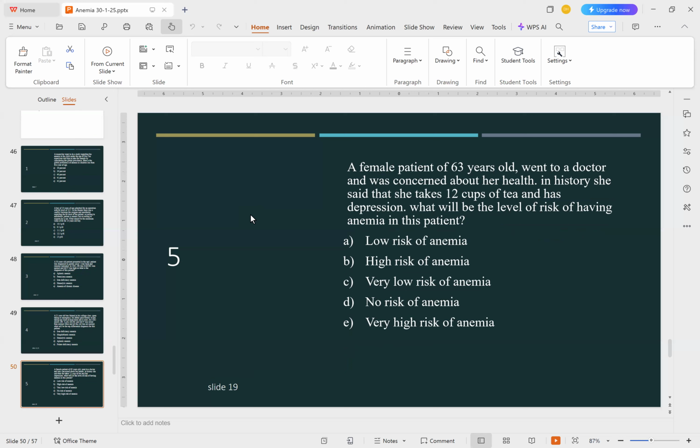A female patient of 60 went to a doctor and was concerned about her health. In history, she said that she takes 12 cups of tea and has depression. What will be the level of risk of having anemia in this patient? Risk of anemia, high risk of anemia, very low risk of anemia, no risk of anemia, or very high risk of anemia. It's E, very high risk of anemia.